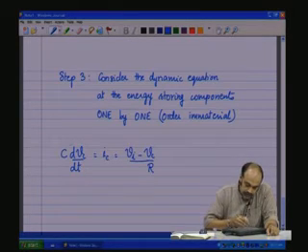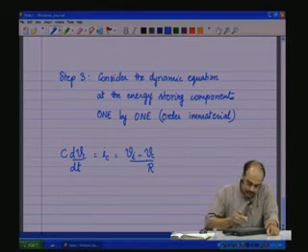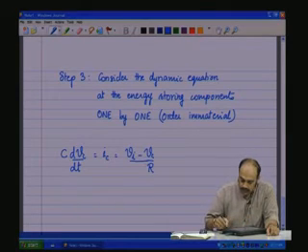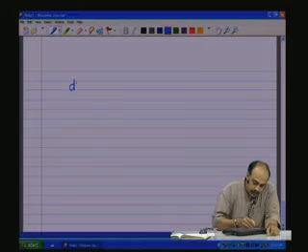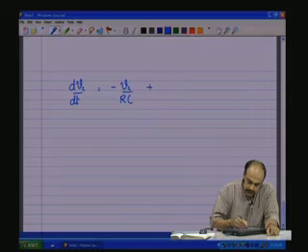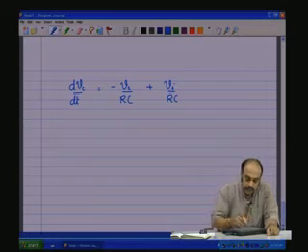Note that in this equation only the input and the state variables are used apart from the parameters. So, now this equation can be rewritten in the following form: dVc by dt equals minus Vc by RC plus Vi by RC. This is now in the standard form.